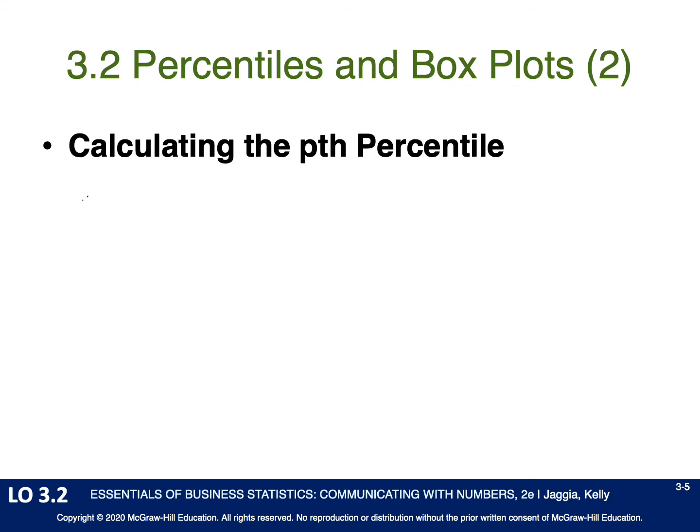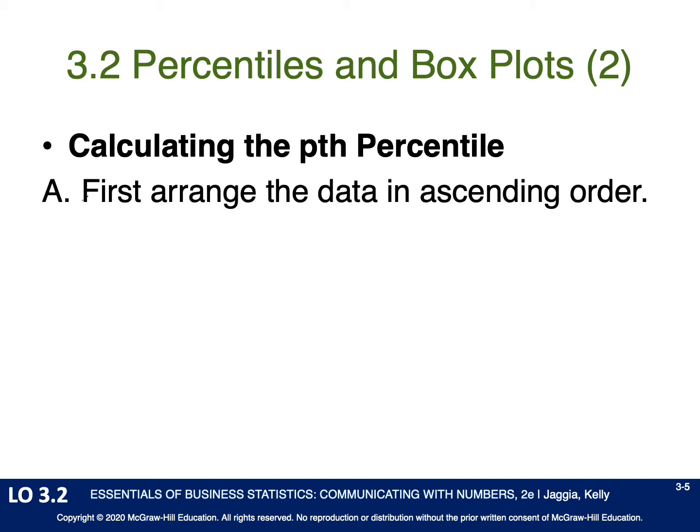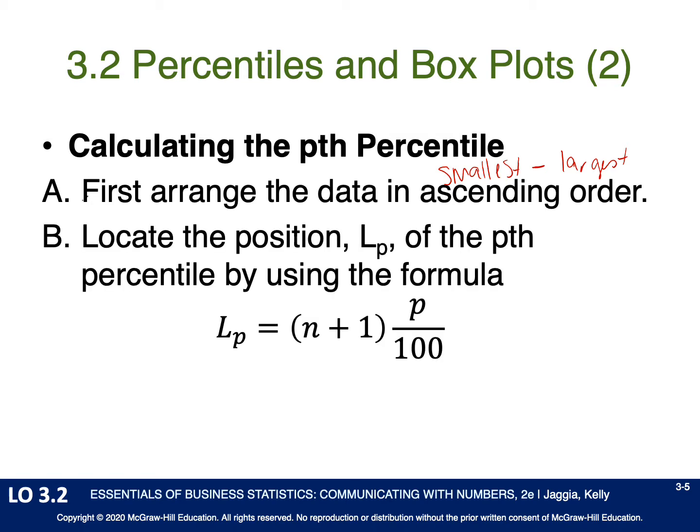All right, so if we want to construct a box plot, first of all, we need to construct the percentiles. This is really what we're getting at. So to construct what we're calling the pth percentile, this is any percentile you choose. It can be the 13th percentile or the 25th percentile or the 87th percentile. First thing we want to do is arrange the data in ascending order. Remember, ascending order means smallest to largest. Descending order is largest to smallest. So arrange it from smallest to largest.